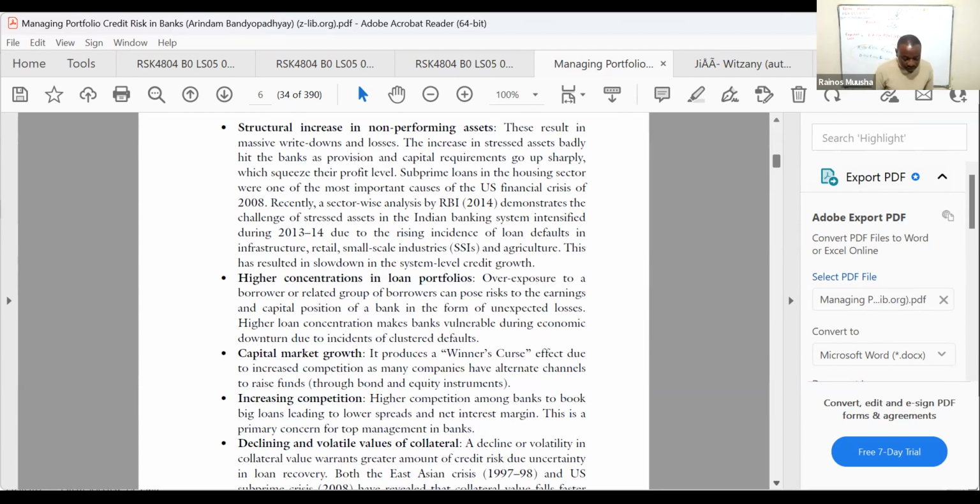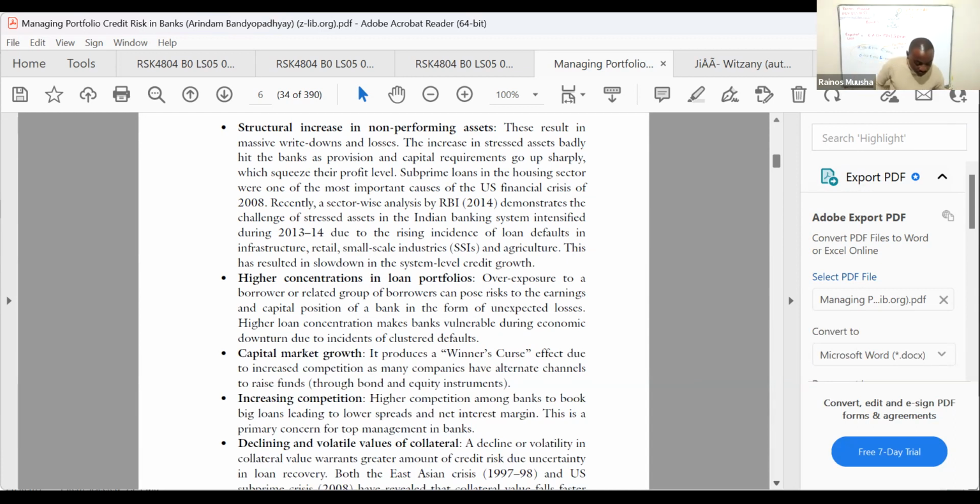Then the next one looks at capital market growth, where they say it produces a winner's curse effect due to the increased competition, as many companies have alternate channels to raise funds through bond and equity instruments. Because companies are able to grow, having more and more sources of capital, this is also one of the market realities, and it is going to cause the credit risk of the banks to increase in reality.